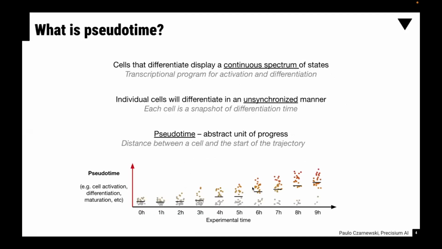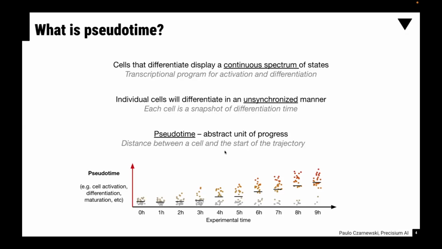So what is the trajectory analysis trying to do? It's trying to establish some sort of ordering of your cells, and that ordering usually is named pseudotime. So it's an abstract definition of the progress of a certain development.